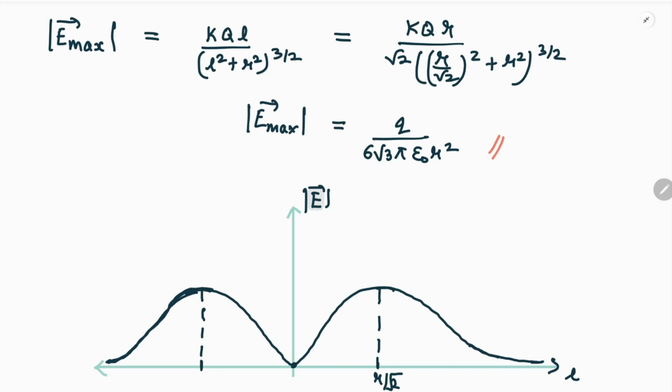So we obtained the two values, plus minus, because the value of electric field strength will be maximum on either side of the ring, and at a greater distance it will start behaving like a point charge, and this is the maximum value of the field, which we have calculated as Q upon 6 root 3 pi epsilon naught R square. So this is how we solve this wonderful problem 3.9 in this series.